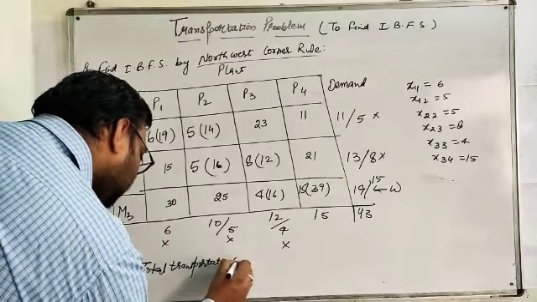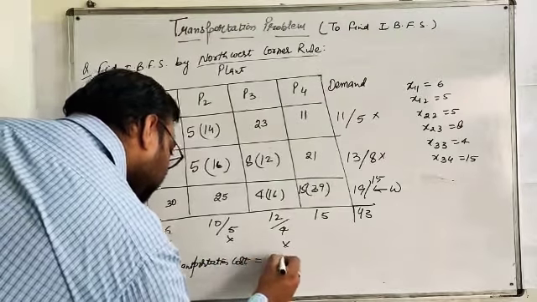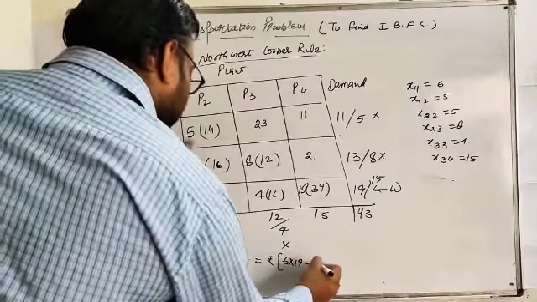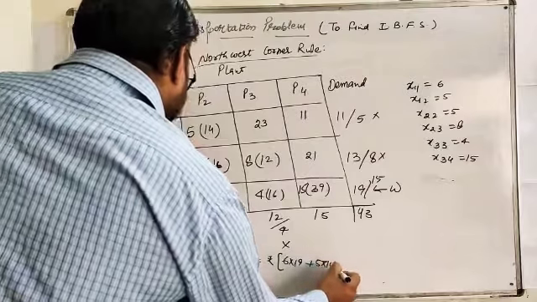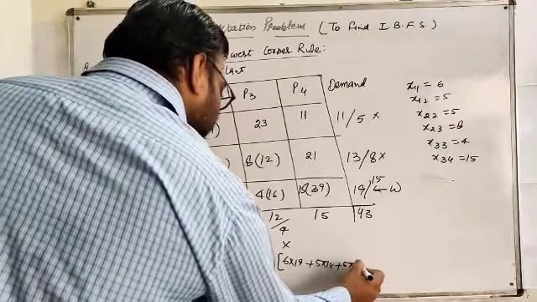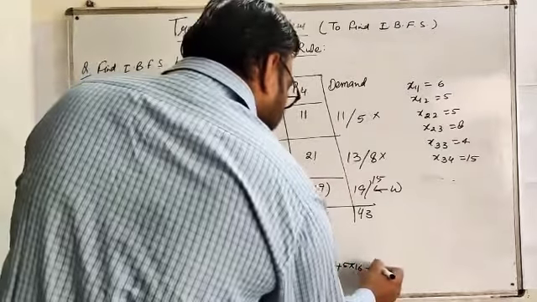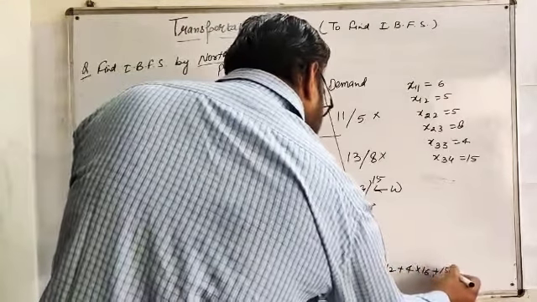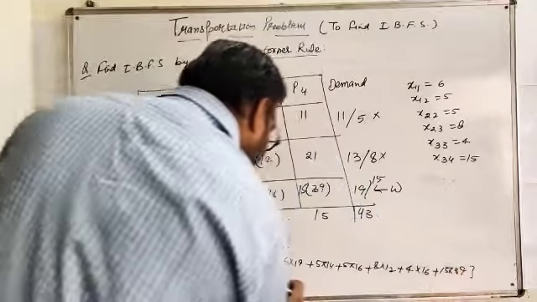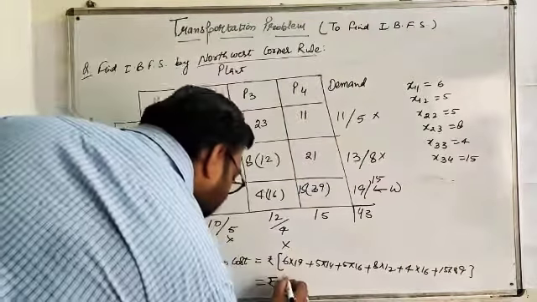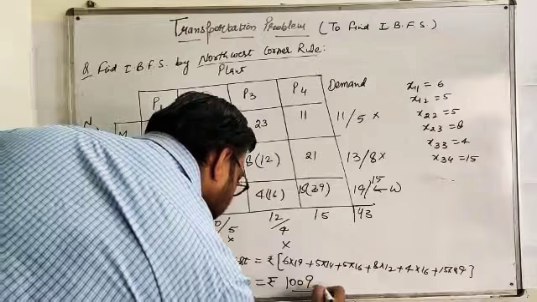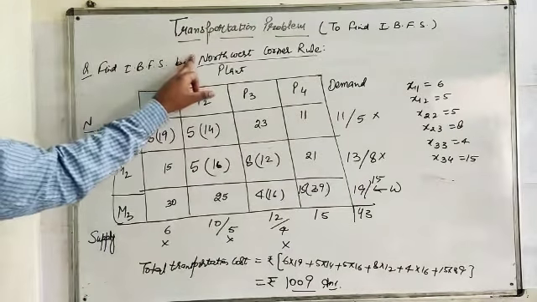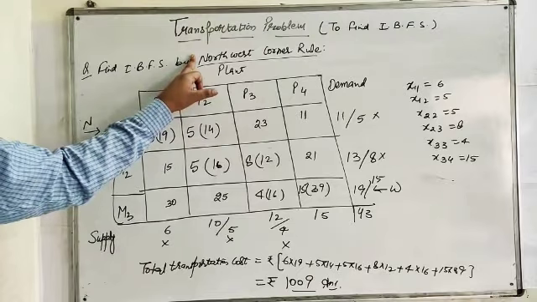The total transportation cost is equal to 6 into 19 plus 5 into 14 plus 5 into 16 plus 8 into 12 plus 4 into 16 plus 15 into 39, which is equal to 1009. So this is the complete solution for this particular method. This is the initial basic feasible solution.